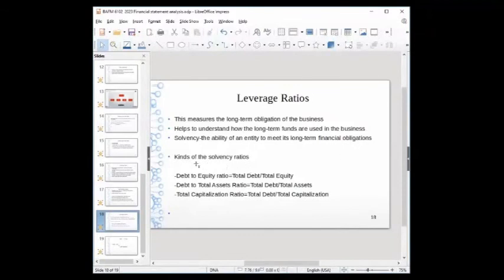So there are kinds of solvency ratios that we can use, and these are the debt to equity ratio, which is calculated using total debt divided by total equity. While the debt to total assets ratio is the result of the total debt divided by total assets. And the total capitalization ratio is the result of the total debt divided by total capitalization.